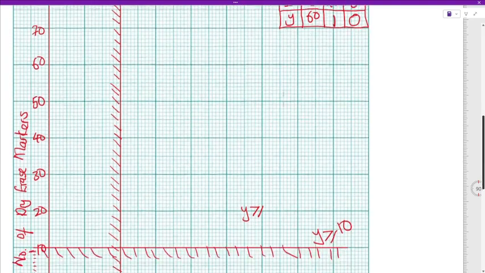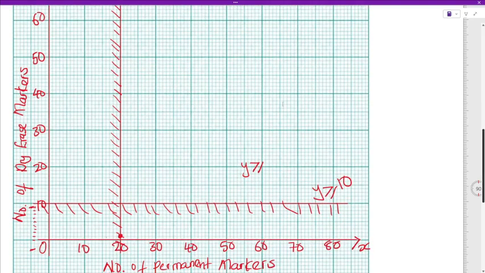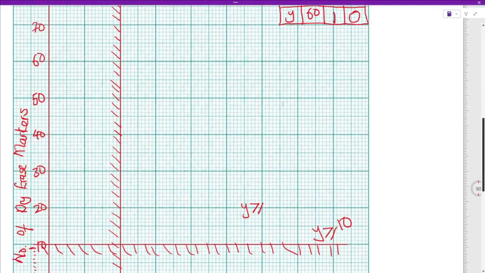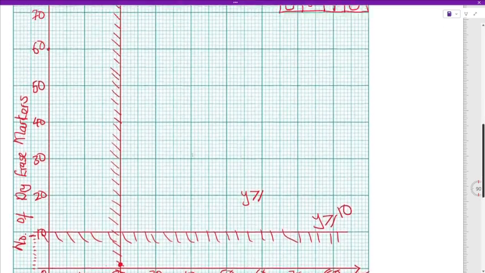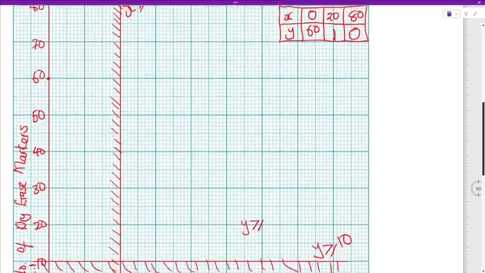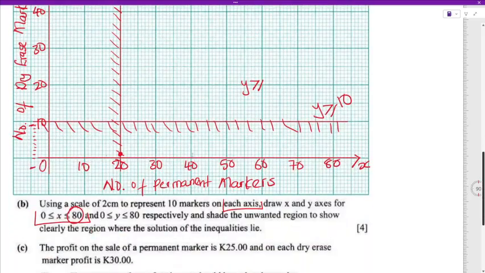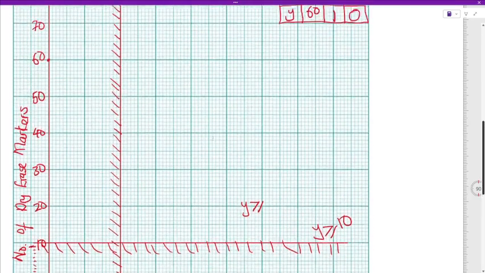So let us plot 0, 60. Where is 0, 60? 0, 60 is at this point here. Then 80, 0 now. 80, 0 is just right here. Okay, so the coordinates were found.